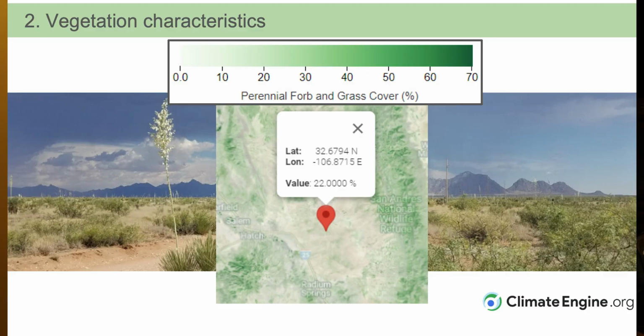So here we are back at the Jornada. The red dot is a specific location on the land, and at that latitude and longitude, this tool lets us know that the perennial, so the year-round forb and grass cover at that site is 22%. Your response should be, oh my gosh, that's really low. What that means is there's not a lot of ground cover, and so that site is very susceptible to wind erosion.